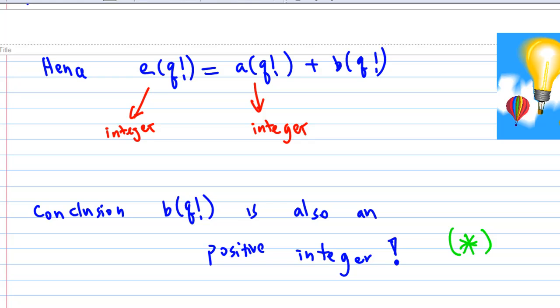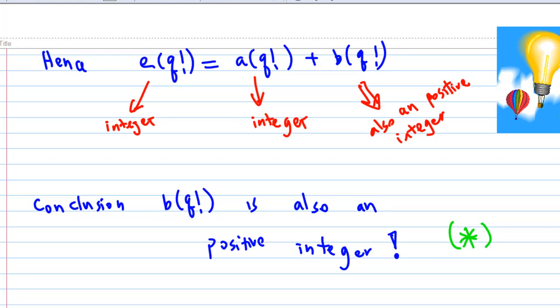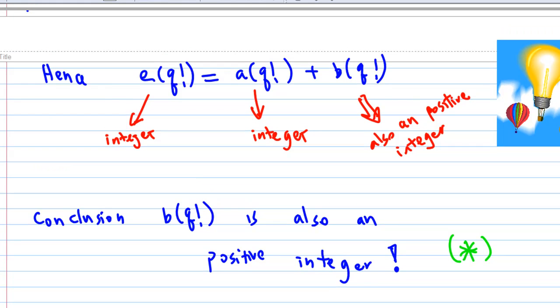Now, we know e times q factorial is an integer. a times q factorial is also an integer. Therefore, b times q factorial is a difference of two integers. Therefore, b times q factorial is also a positive integer, since b is positive. And let's denote this conclusion by an asterisk here.